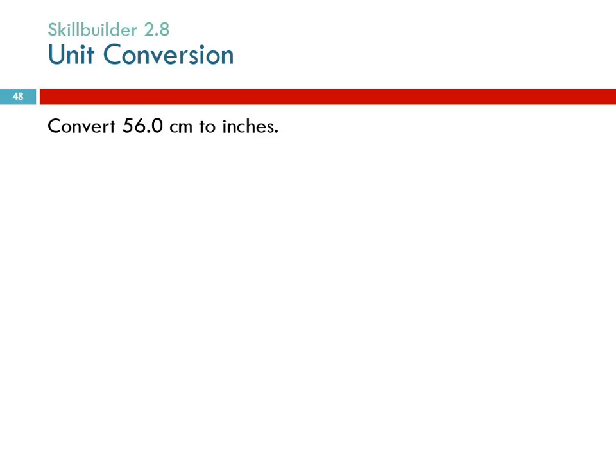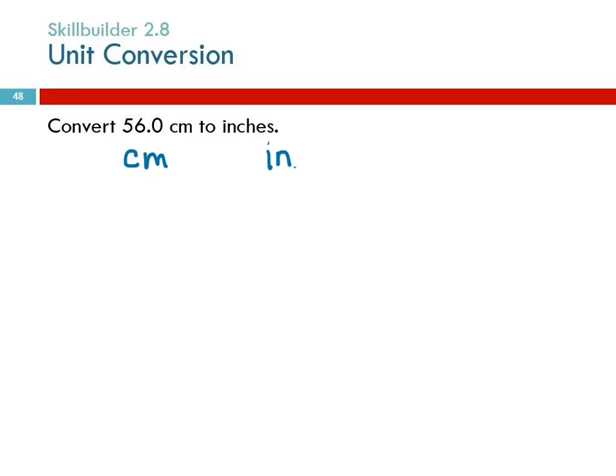So let's do some examples. Let's convert 56.0 centimeters to inches. So this is a very short word problem, right? There's not that many words in this one. Well, there's one number. That's probably what we're supposed to start with. So we're starting with centimeters. That's the unit, 56 centimeters. And what are we trying to find? Inches.